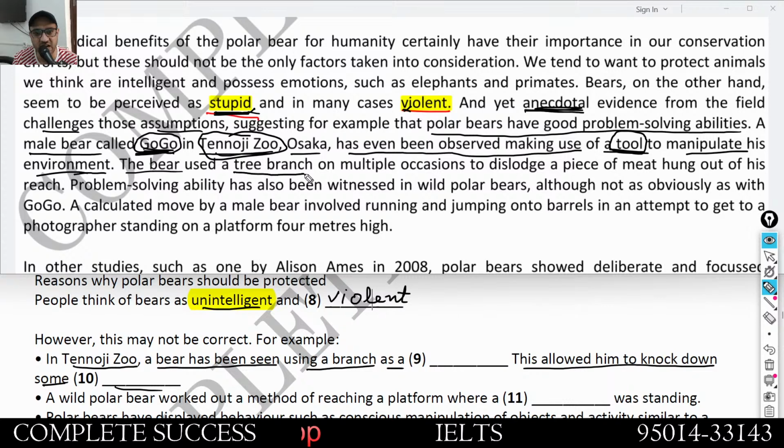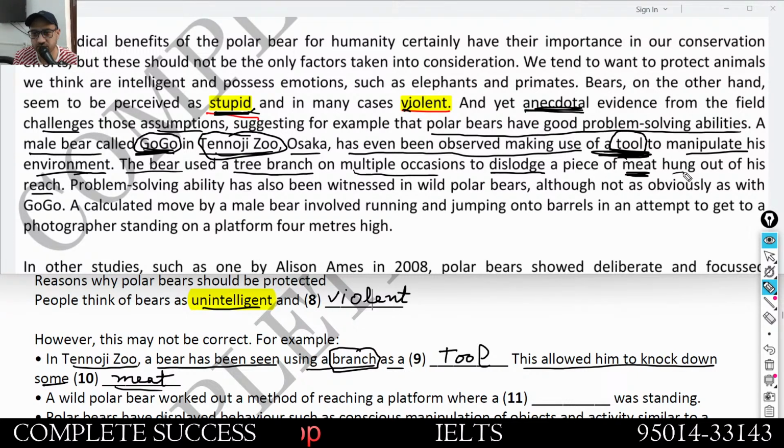The bear used a tree branch. So what did he use? A tree branch. So here it is written branch. On multiple occasions to dislodge. Dislodge means to remove. A piece of meat hung out of his reach. So it was a little out of his reach, there was meat on a branch, meaning a twig. To remove it, meaning to pull it down, he used the tree branch. So he used it as a tool. So we can say in the zoo, a bear has been seen using a branch as a tool. This allowed him to knock down some meat.